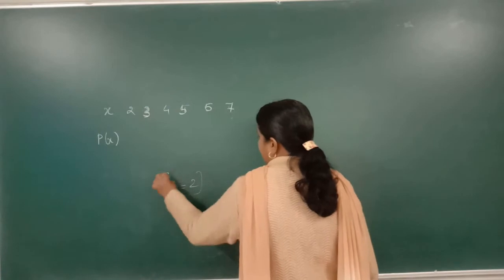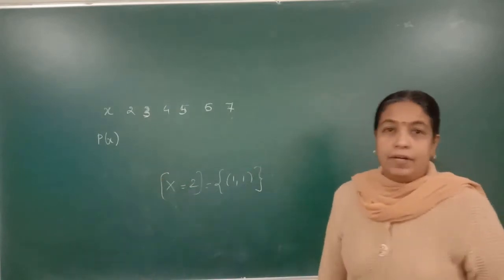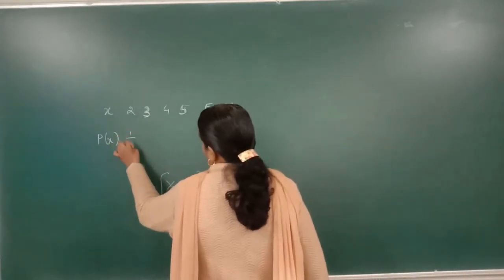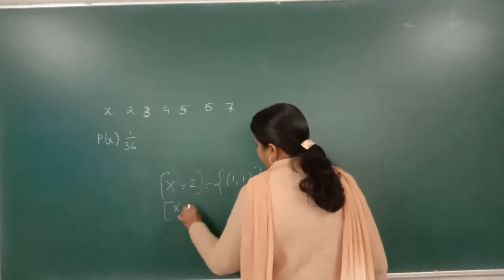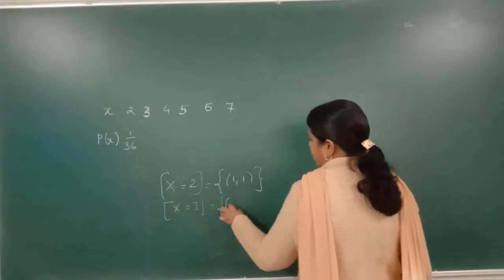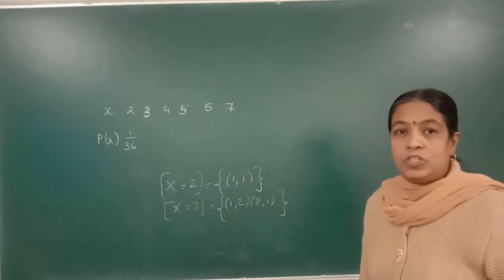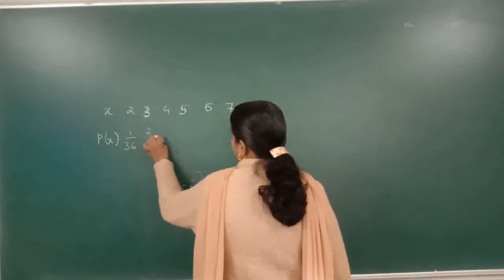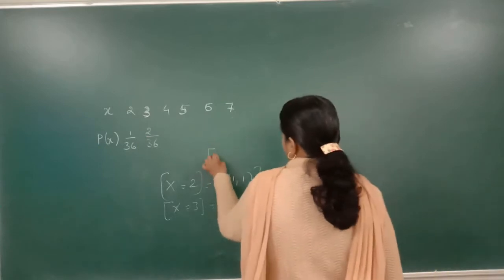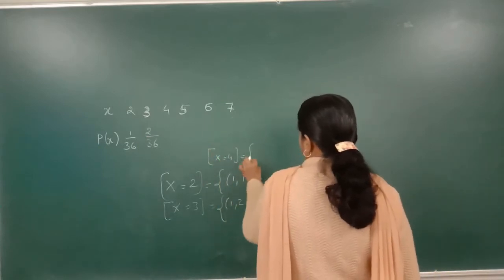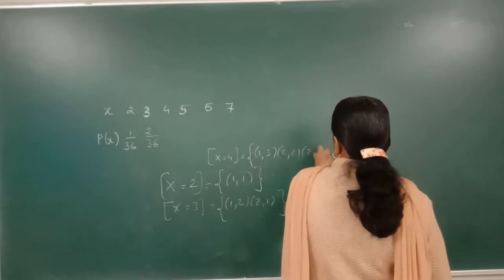Now, we just saw which numbers are there for 2: x is equal to 2. Now you have got only one, that is (1,1). So what will be its probability? 1 upon 36. Just now we saw x is equal to 3. What were the possible numbers? (1,2) and (2,1). Means how many sample points? 2. So what will be the probability? 2 upon 36. Now consider 4. X is equal to 4 here. See, (1,3), (2,2), (3,1).